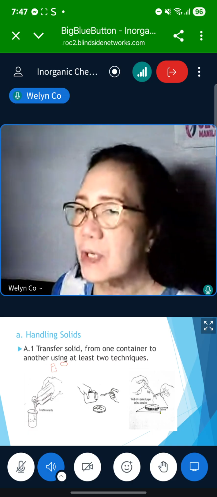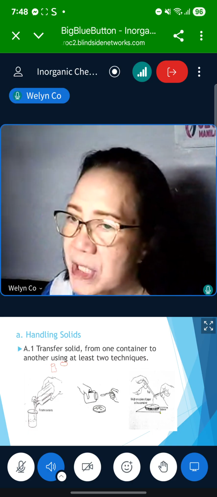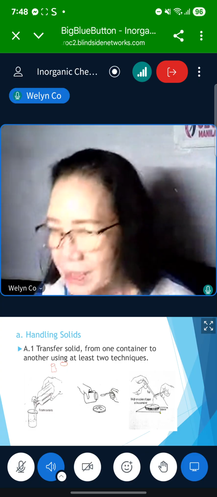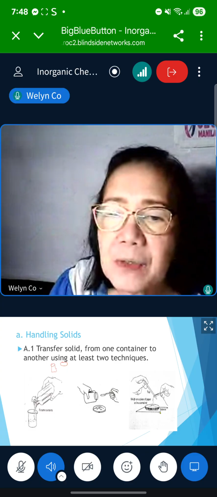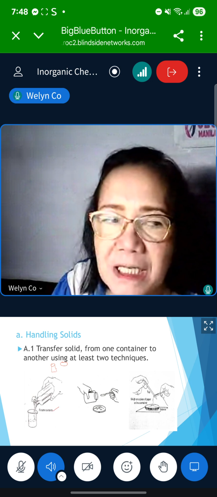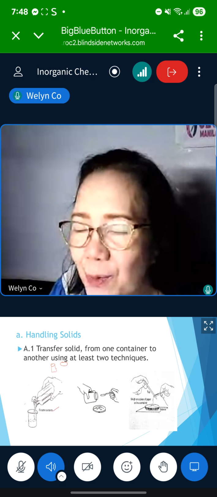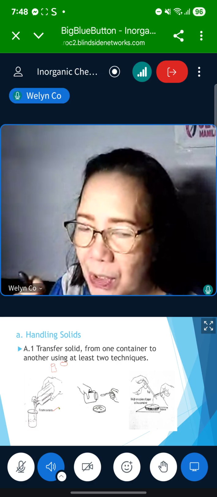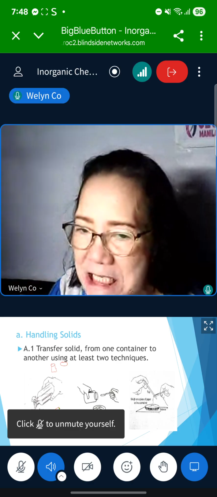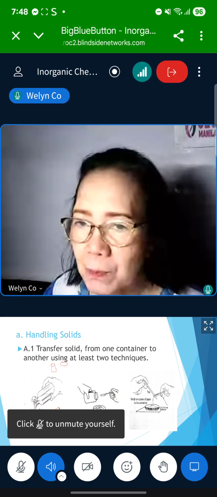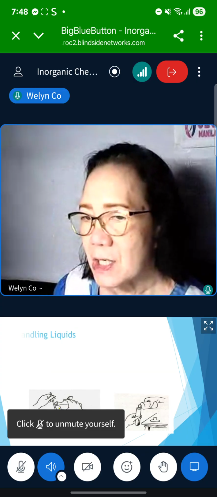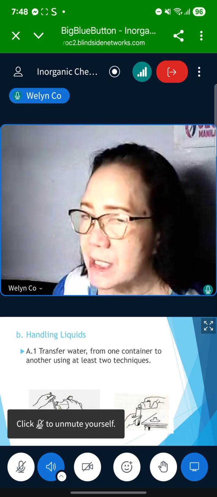Okay, so you transfer solid from one container to another using at least two techniques. So, pag yan, you have to rotate the contents. Parang nakikita mo sa bartender, pag liquid, di ba? Ikot nila in order to control and to minimize and to decrease the flow of the volume ng ating substances. Okay, so ito naman yung handling liquids.